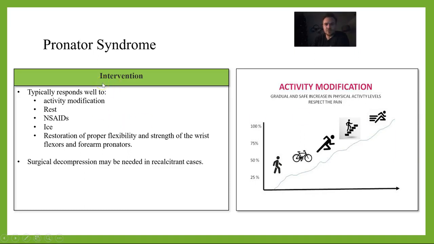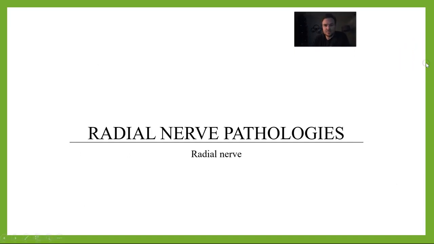What do we do for intervention? Well, just like ulnar neuritis, activity modification. It's a big one. And so you start slow and you build up over time. Get rid of the aggravating activities, and then you restore flexibility, strength, etc. So easy for me to say, harder to do in practice. And yeah, compressive neuropathies are tough cases, but activity modification usually does them a world of good.